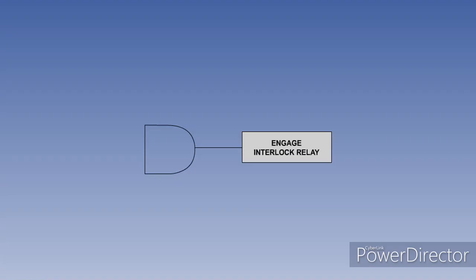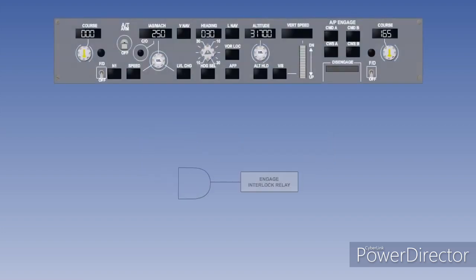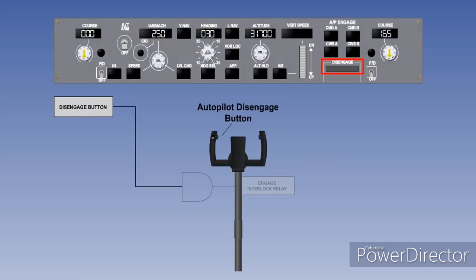Before the autopilot can be engaged, a series of interlocks must be satisfied, and remain satisfied, to allow the engage interlock relay to hold the autopilot engage switch in the closed position. The first interlock consists of the autopilot disengage button, of which there are normally 3. There is one on each of the pilot's control columns, and one on the main control panel.